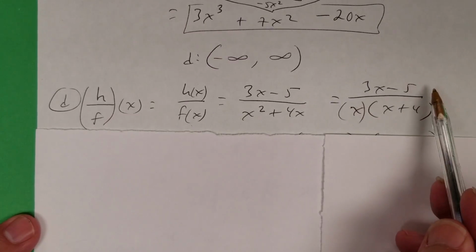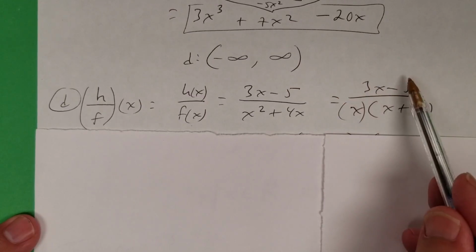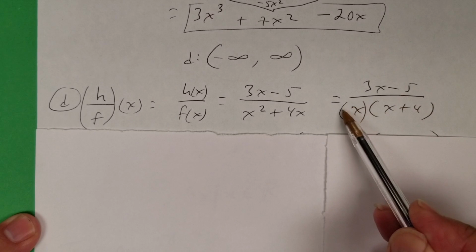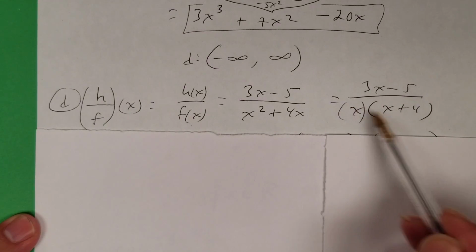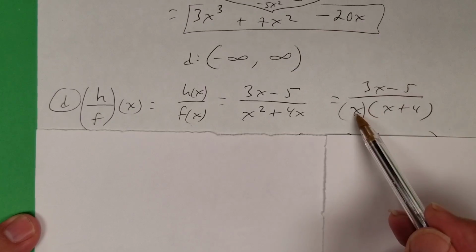Notice that I have no radicals, so I don't have to worry about negatives, but I do have a fraction, so I have to worry about zeros. When is this long denominator going to be 0? Well, if you make x 0, 0 times this, that'll make it 0. So x is not allowed to be 0. We don't want x to be 0. So 0 is not part of our domain.